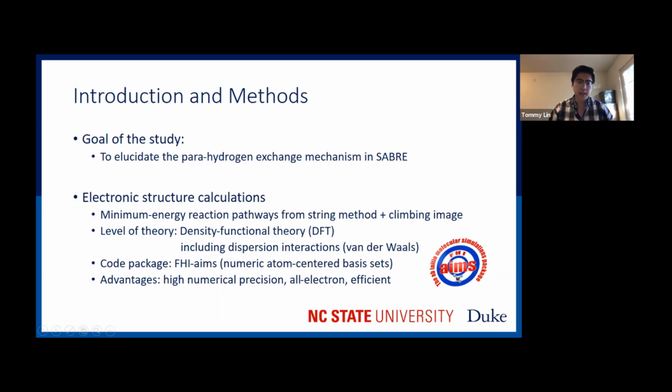The level of theory that we use is density functional theory that includes dispersion interactions. For those interested in the technical details, the code package that we use is FHI-aims, which uses numeric atom-centered basis sets. And the whole set of methods has the advantages of, first of all, having very high numerical precision. And secondly, it uses all electrons in the system, which includes core and valence electrons. And lastly, it has high computational efficiency.